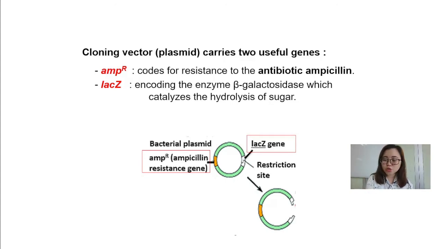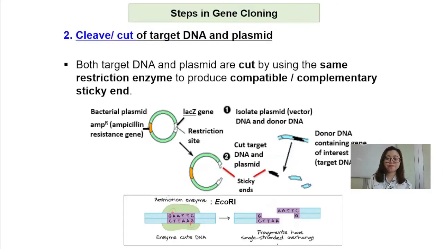The second useful gene, the green color one that I asked you to color when we drew the plasmid, is LacZ gene. LacZ encodes for the enzyme beta-galactosidase, which will catalyze the hydrolysis of sugar. This sugar is lactose. Okay, benda yang sama kita belajar dalam 6.4 chapter sebelum ini adalah gene yang menghasilkan enzim yang akan hadam lactose. Okay, so remember these two important genes later.